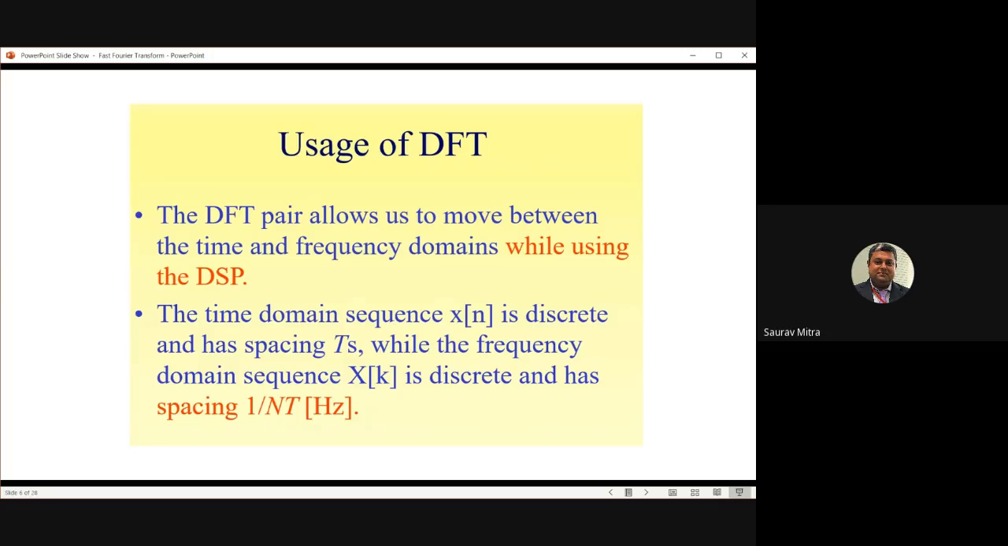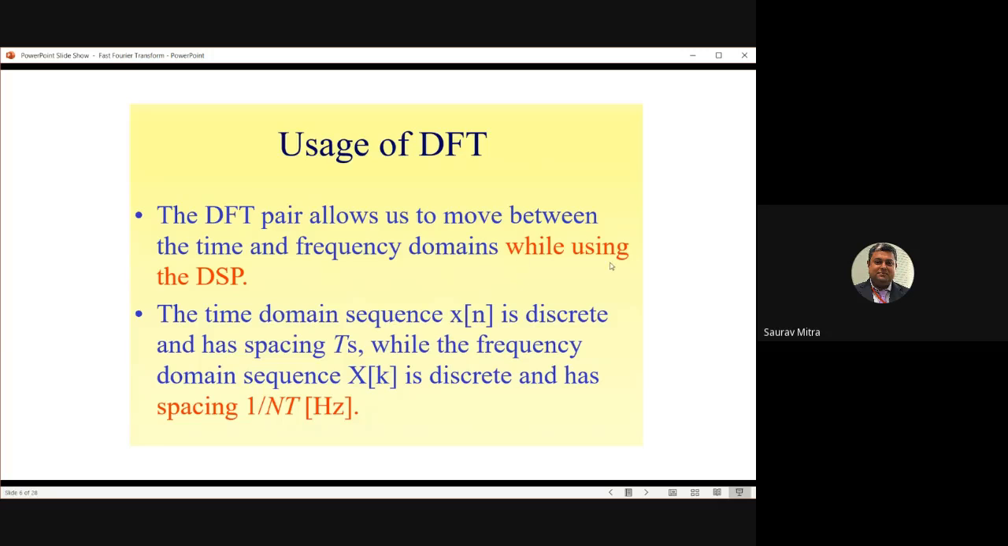The DFT pair allows us to move between the time and frequency domains. The forward DFT formula takes us from the discrete time to the discrete frequency domain, and the inverse DFT takes us from discrete frequency back to the discrete time domain. Whenever we are using DSP processors, this DFT and IDFT twin formula helps us a lot.